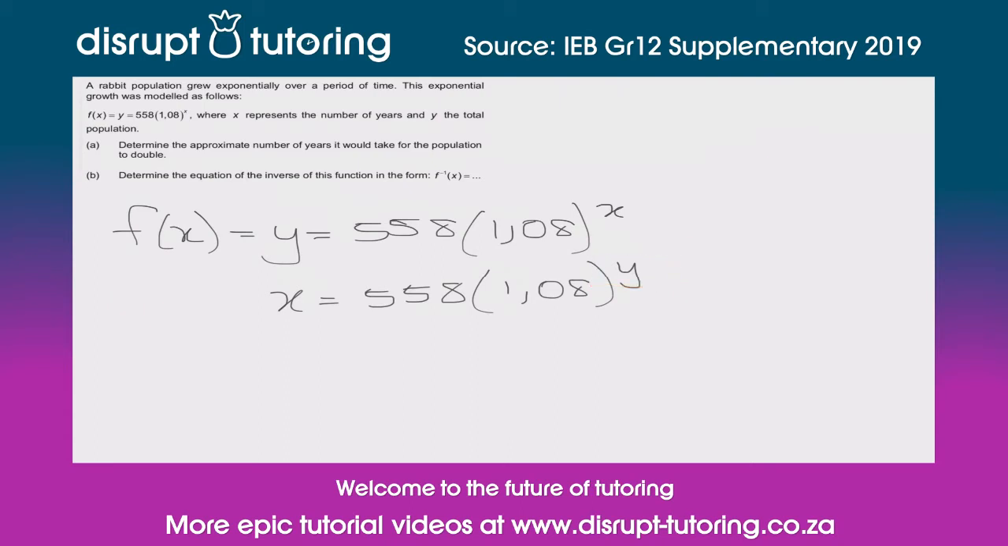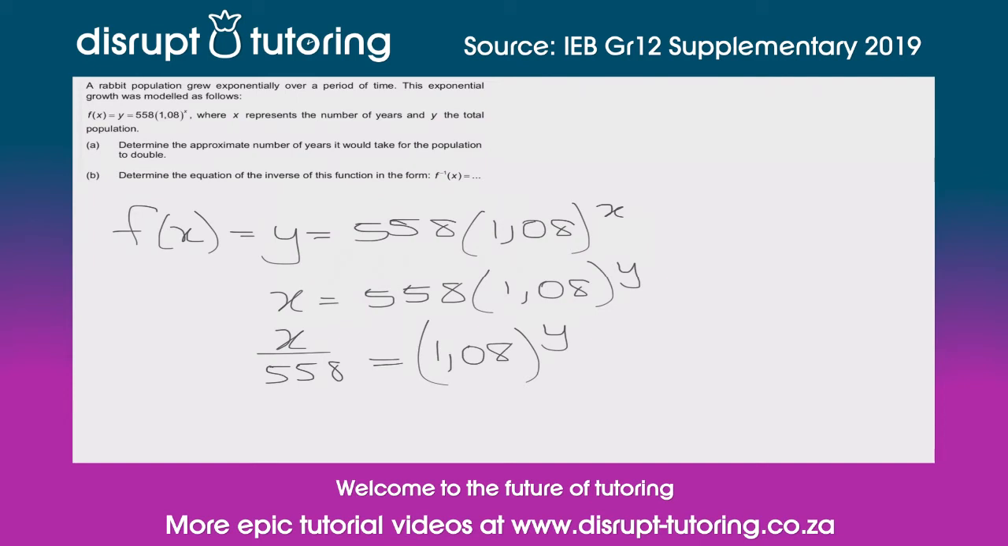So let's remove that 558. We're going to divide both sides by 558, and that's going to give us x/558 = 1,08^y. Right, now we can represent this directly in our log form.